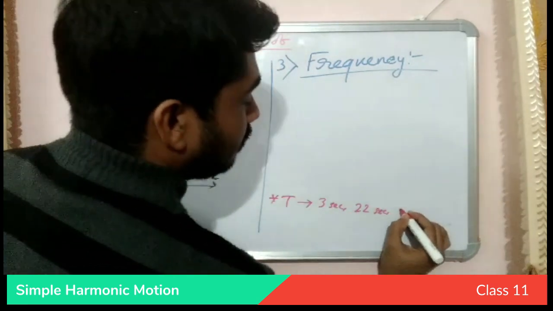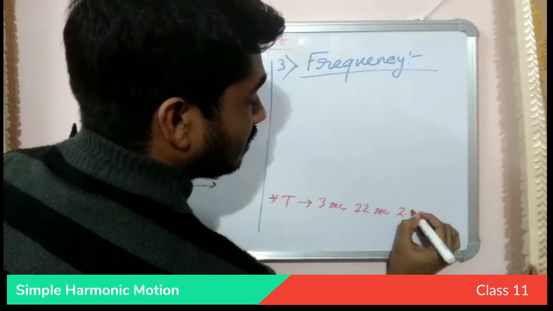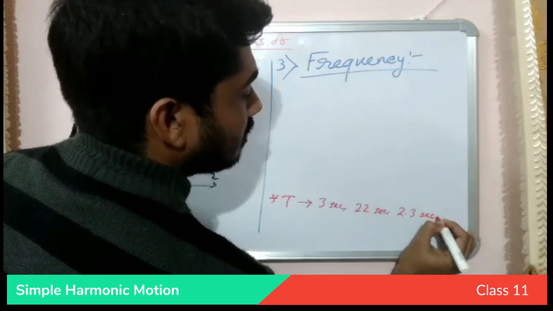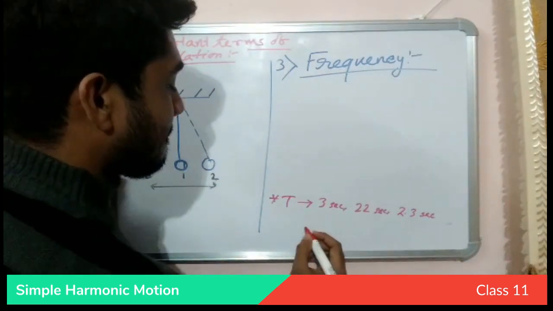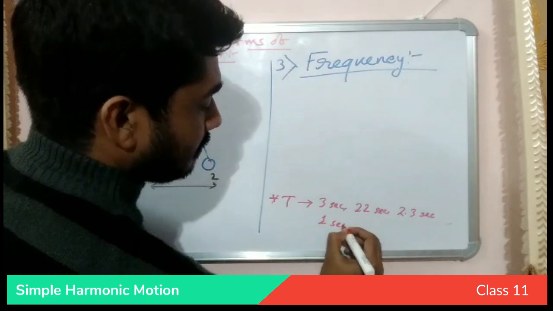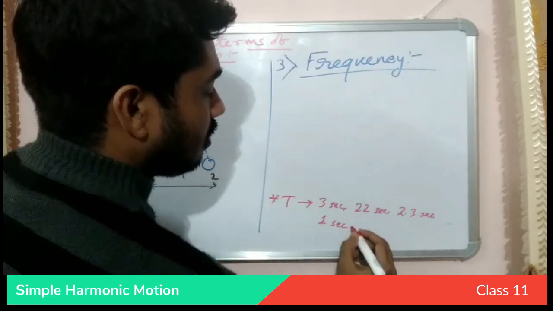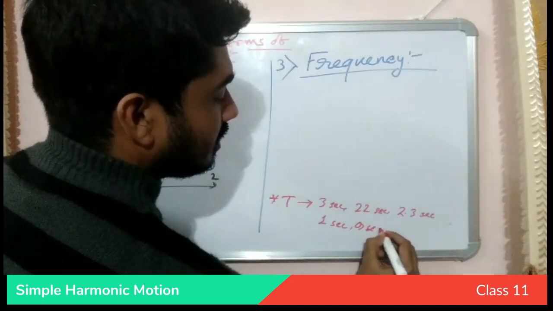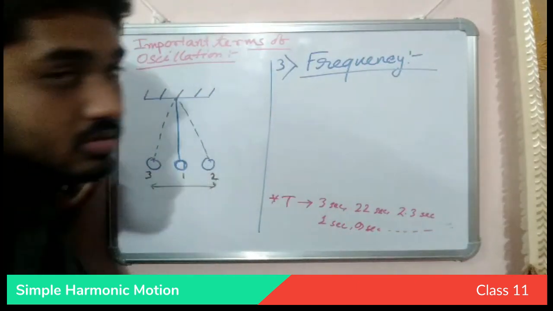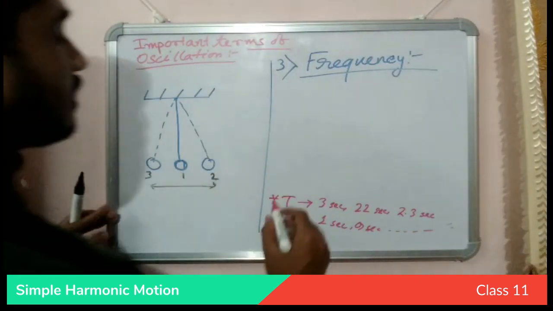And it could be 2.3 seconds, 1 second, or 9 seconds. A lot of values, anything could be this.